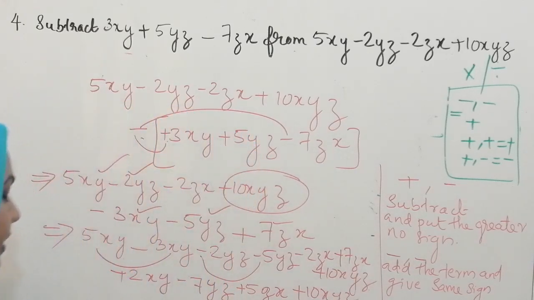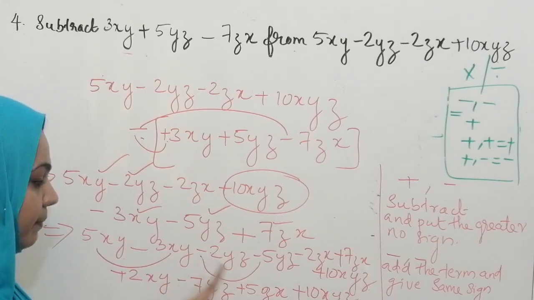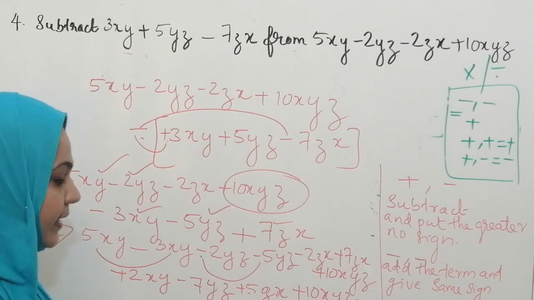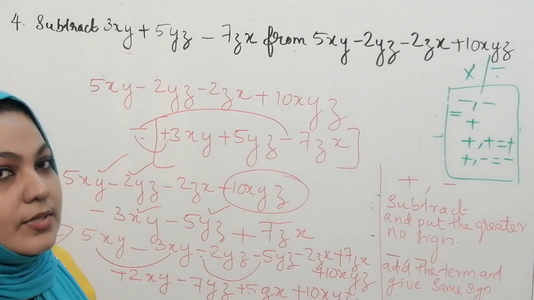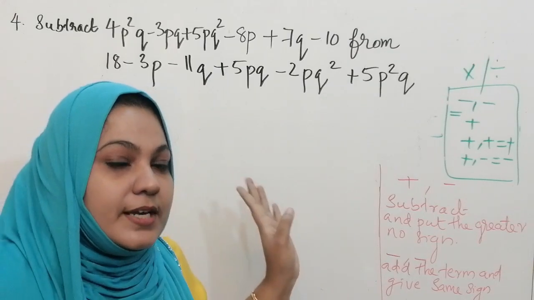I hope you understood. Therefore you got the answer 2xy minus 7yz plus 5zx plus 10xyz. So we finished the second part of our question. Now we can do the third part of this question. This is the third part of question number 4.